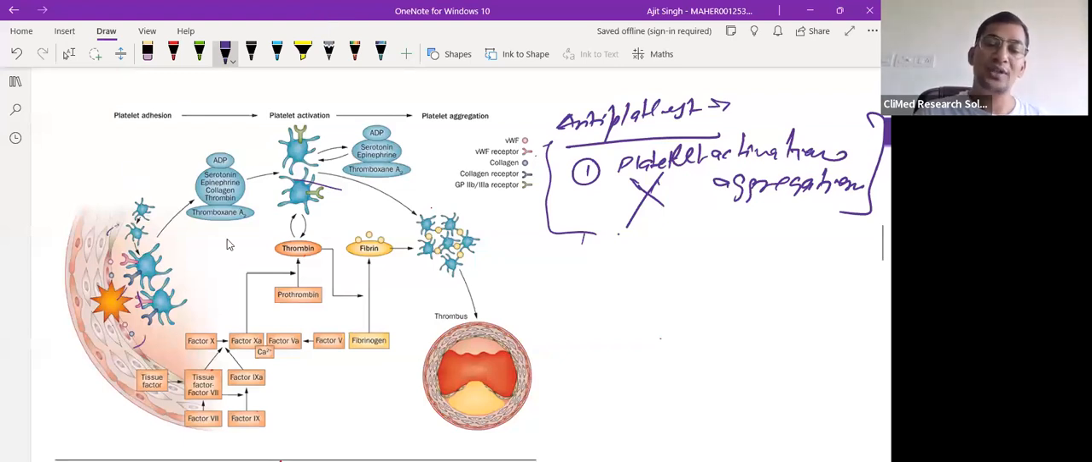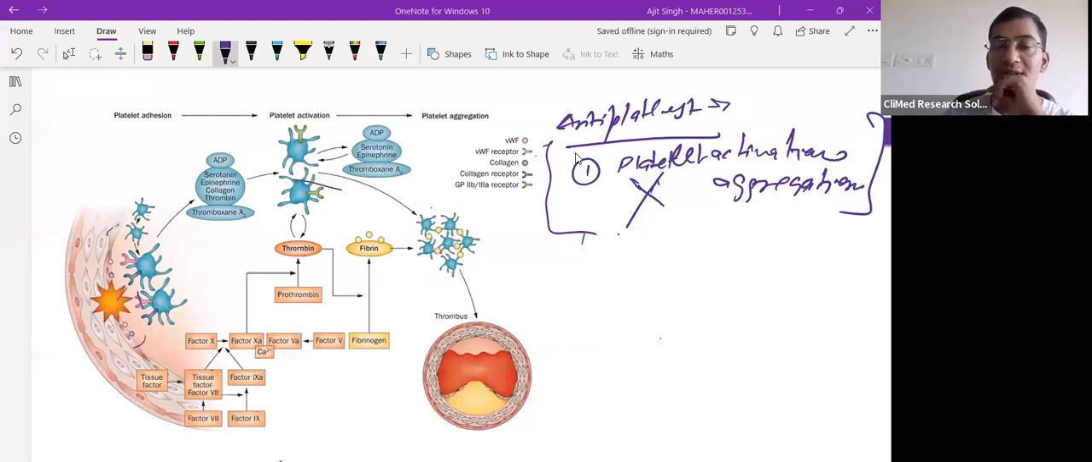There are multiple types of antiplatelets as well. Can someone write what are the types of antiplatelets? Do you guys have GP2B3A inhibitors and thromboxane A2, platelet aggregation, thromboxane A2, so COX inhibitors we are talking about. So tell me the classes of antiplatelet drugs here. P2Y12 inhibitors. Okay, let me write the classes of antiplatelet drugs.